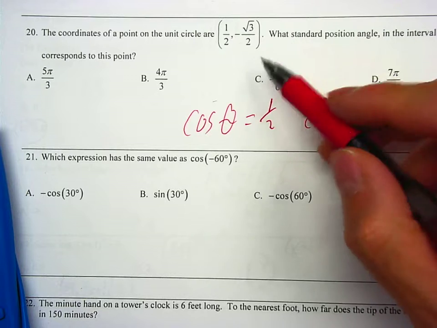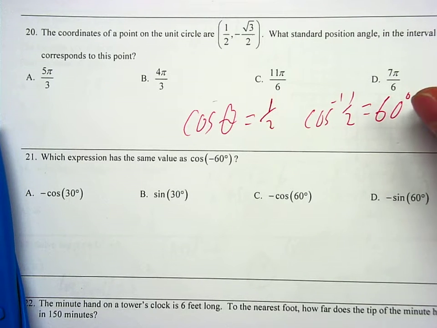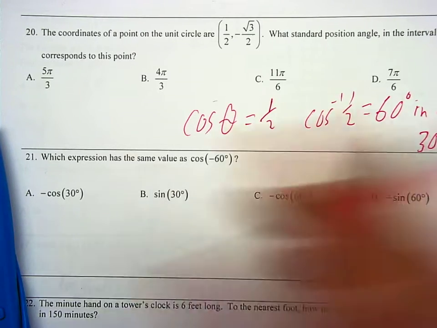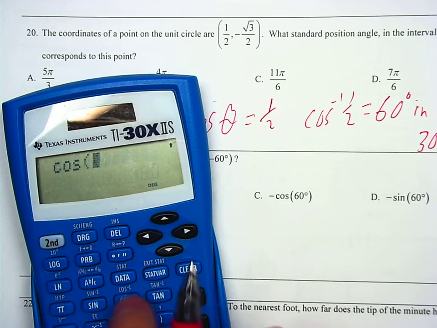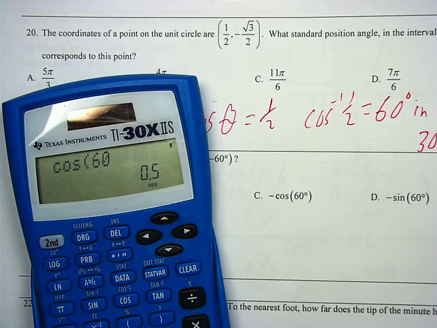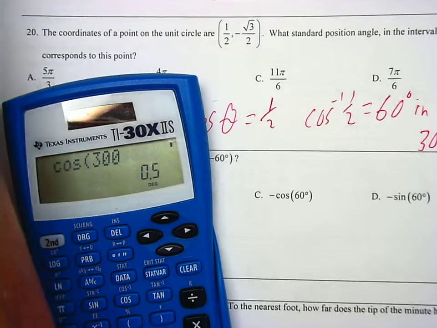I want this angle, however, to be in quadrant 4. So in quadrant 4, what is the equivalent of 60 degrees? How do you get that reference angle? Well, you do 360 minus. So this is 300 degrees. And you can verify that the cosine of 60, which is a half, is in fact the same as the cosine of 300. Cosine of 60 is a half. Cosine of 300 is also a half. So my angle is 300 degrees.